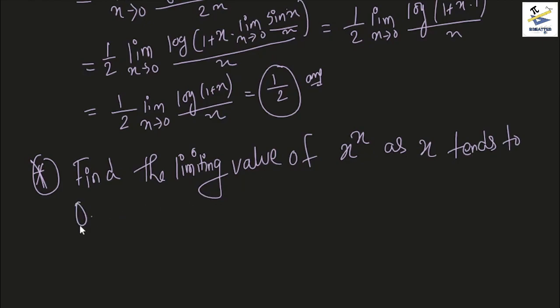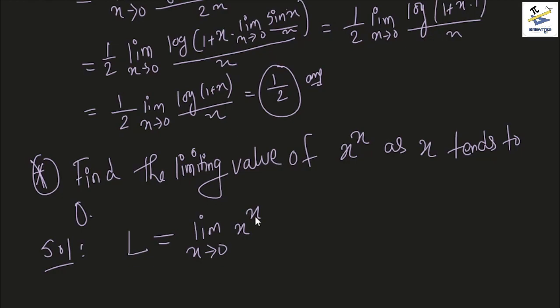As x tends to 0, right? Now the limiting value of x to the power x as x tends to 0 can be found out, and it basically is we are trying to find this thing. Let us name the limit L, and we are trying to find the limit as x tends to 0 of x to the power x, right?